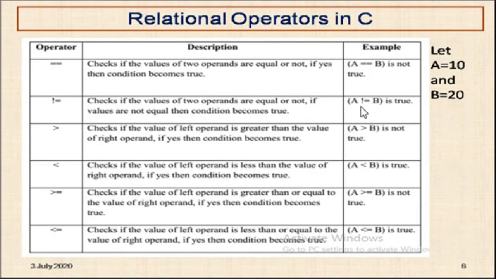Then A is not equal to B. So it is true. A is greater than B: false, that is not true. A less than B: true. A is greater than or equal to B: not true. Less than or equal to B: true. Right?